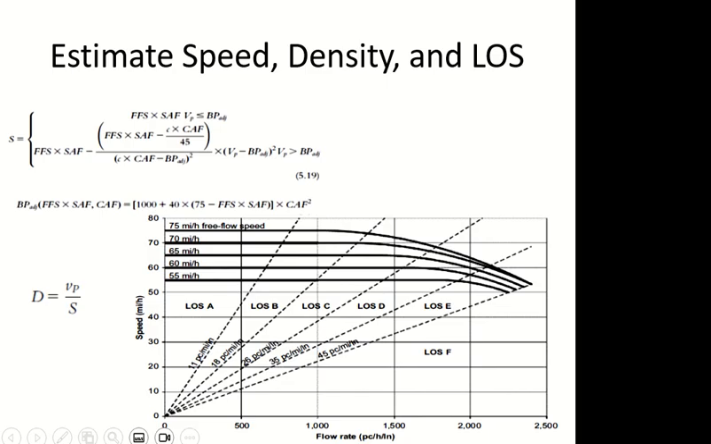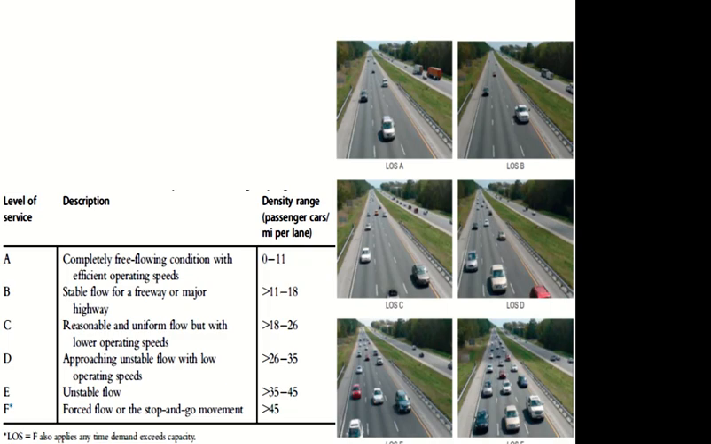Once you have the speed, you can calculate density as flow rate upon speed. So density is flow rate upon speed. The flow rate is already calculated, and the speed is one of these. You have density, and density is linked with the level of service. So you will put the density over here and see which level of service you have.